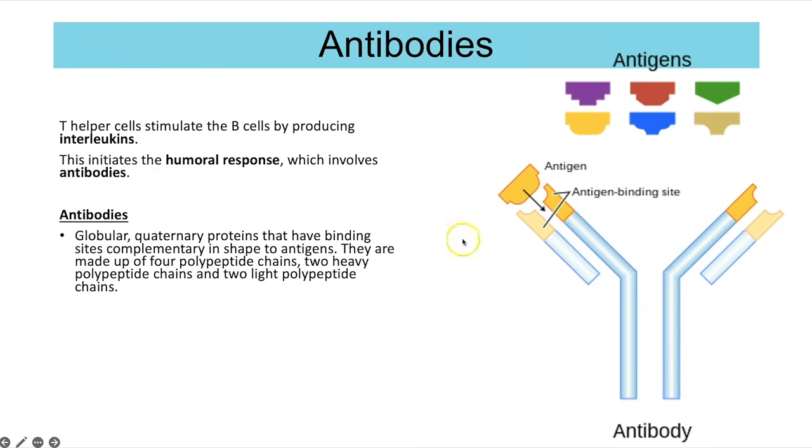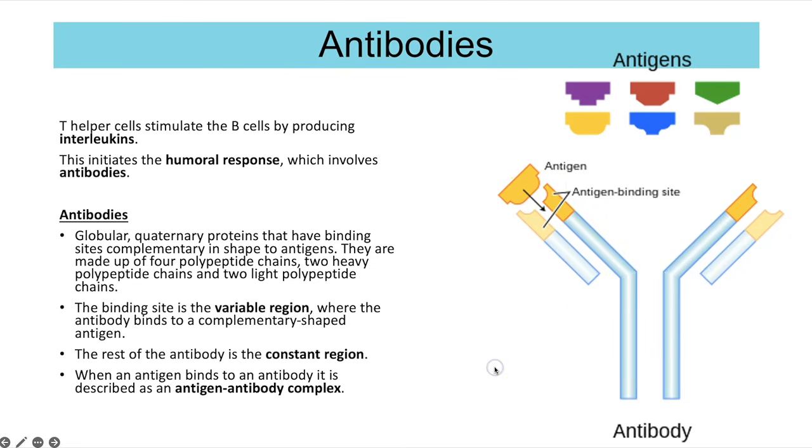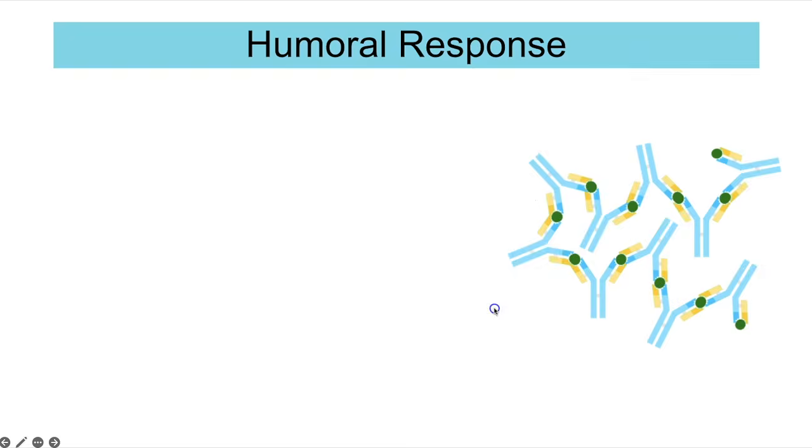They're quaternary structures, and we actually have 4 polypeptide chains. We have 2 lighter chains, which are shorter, and 2 heavy chains, which are longer. The binding sites are up here, and that is where you have this unique shape, which will be complementary to the shape of a particular antigen. And that's where a particular antigen can bind to a particular antibody. The rest of the antibody is constant, so it'll be exactly the same shape in all antibodies. And when an antigen binds to an antibody, we call that an antigen-antibody complex.